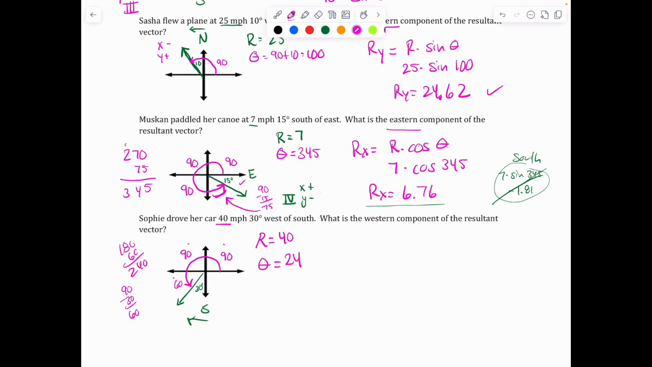Now I look at what they want me to do this time: western component, which means I want to go east-west. So I want the Rx value, and Rx equals R times the cosine of theta once again. So we're going to say 40 times cosine of 240, not 24, of 240. When we multiply that out, I got an answer of Rx equals negative 20. Again, we're in the third quadrant, so my x should be negative and my y should be negative. So that looks correct.